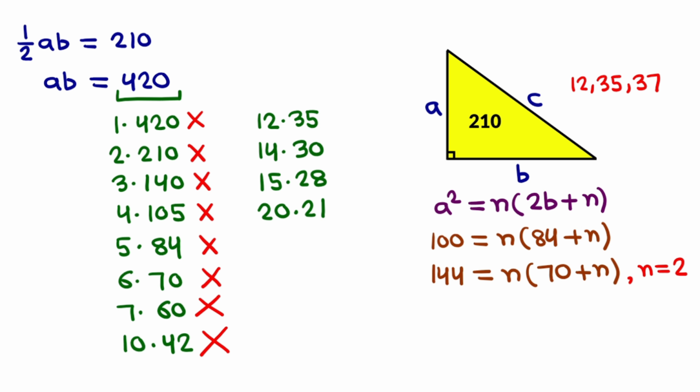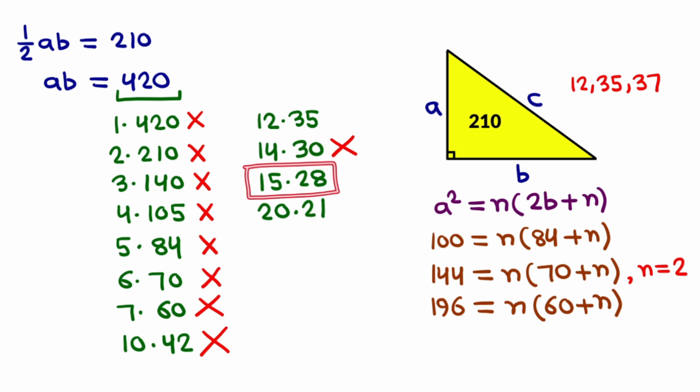Now let's keep going. Try 14 and 30. Our equation becomes 196 equals n multiplied by the quantity 60 plus n. No positive whole number n works, so that pair is out. Next, 15 and 28. We get 225 equals n multiplied by the quantity 56 plus n. Again, there is no positive whole number n that works, so that one is out too.